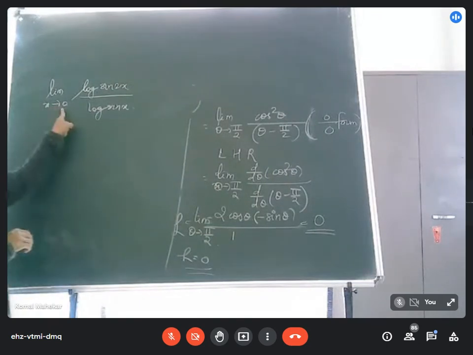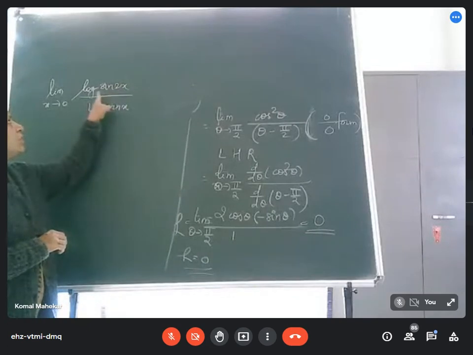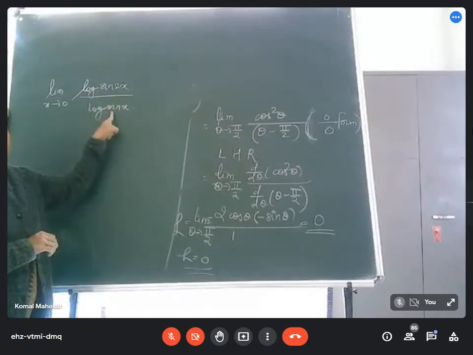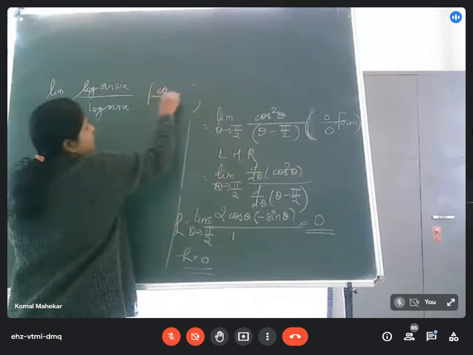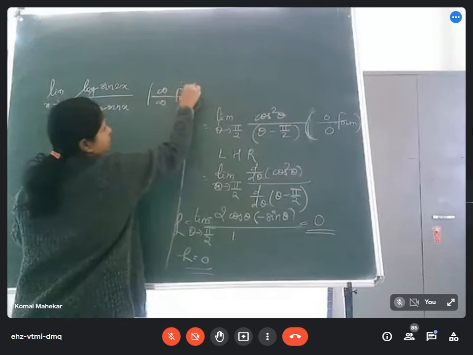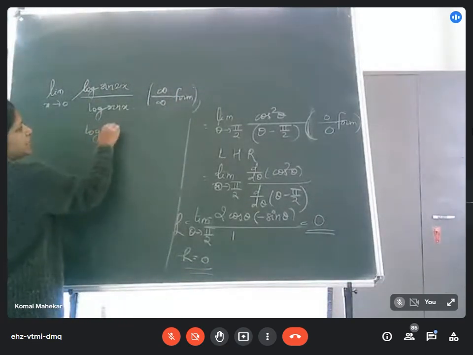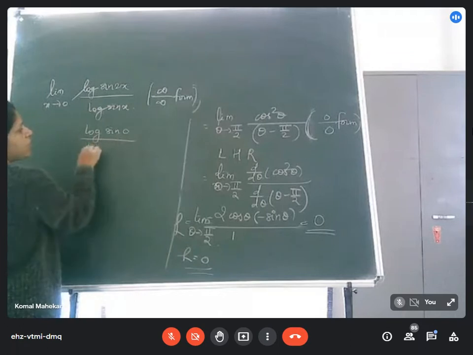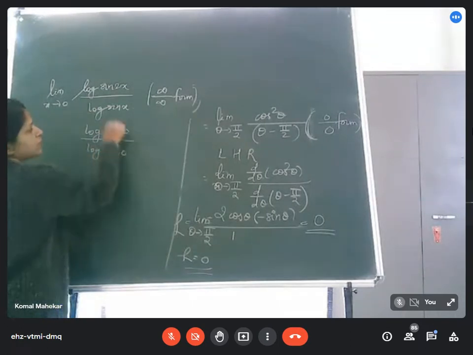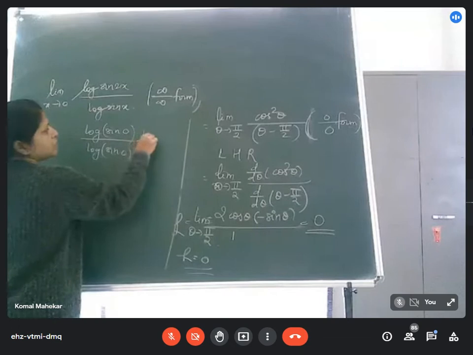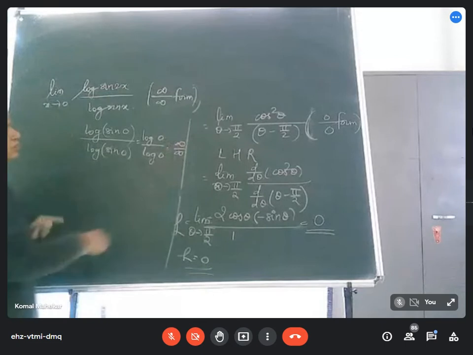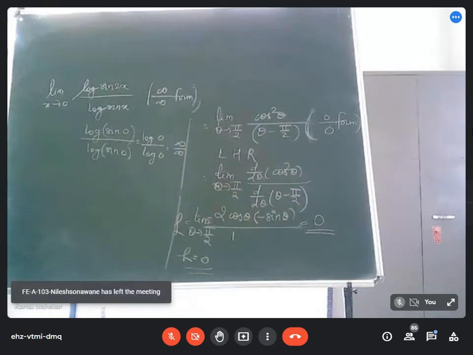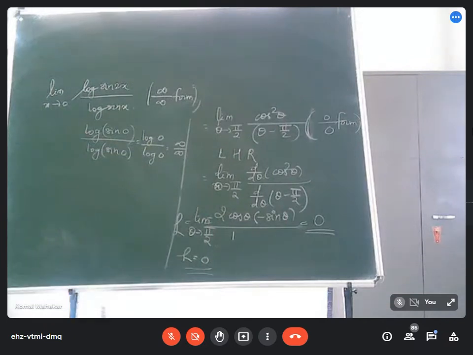If you put x equal to 0, this becomes log of sin 0 upon log of sin 0. Since sin 0 is 0, this is log of 0 divided by log of 0, and log of 0 is infinity, so this is infinity by infinity form. So you can find the solution of this infinity by infinity form.